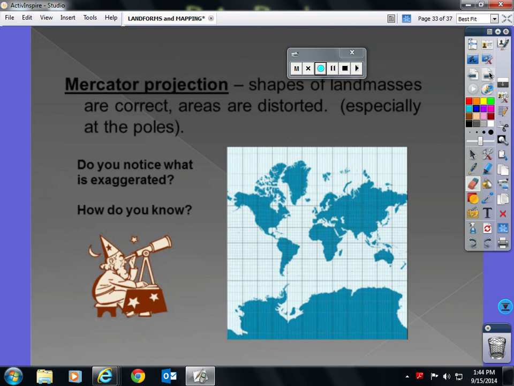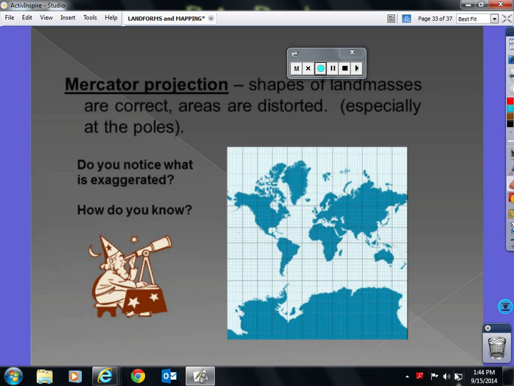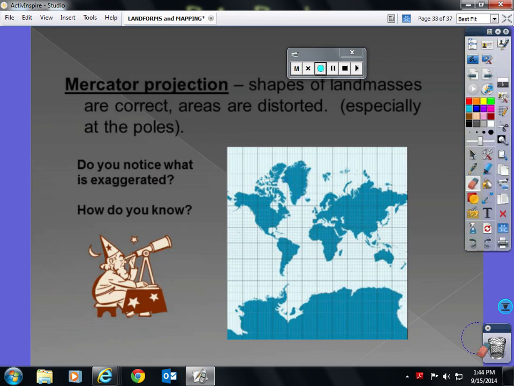The Mercator projection shows the shapes of the land masses correctly, but the area is distorted. If you look down here at Antarctica and Greenland too, they're exaggerated a lot. As you get close to the poles, they have to try to stretch that area onto a flat surface, and they end up over-exaggerating it.